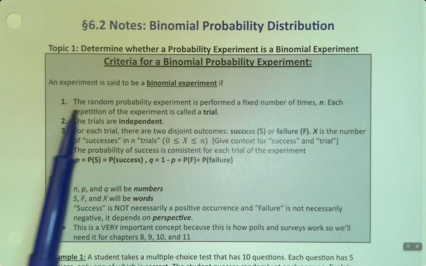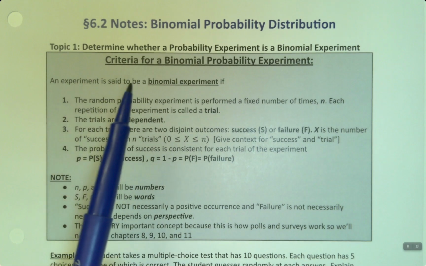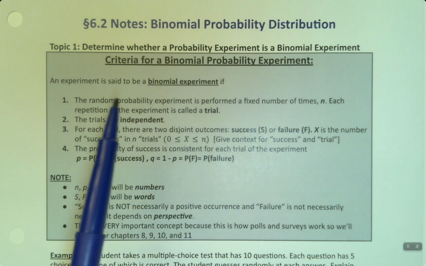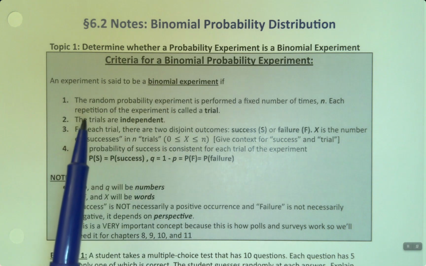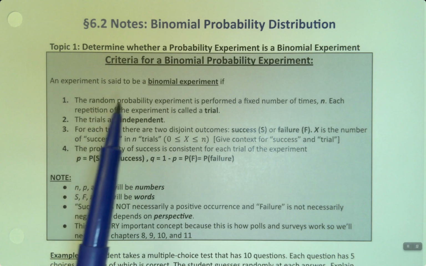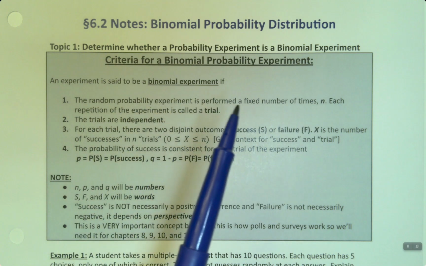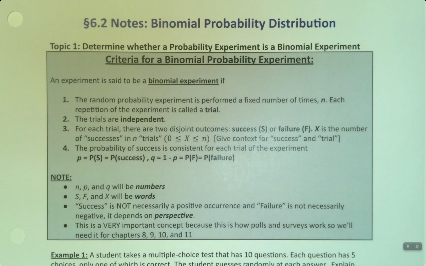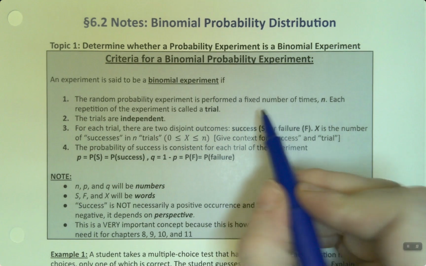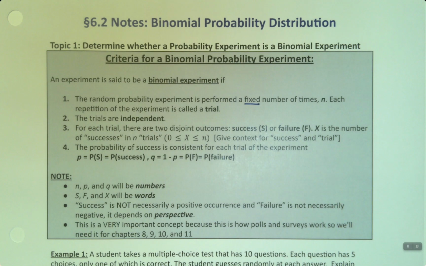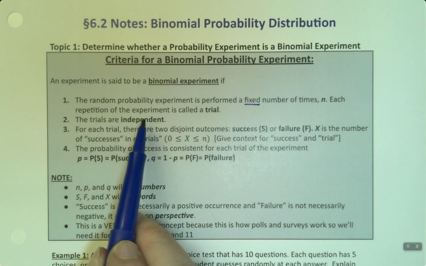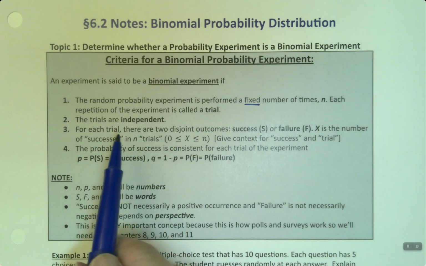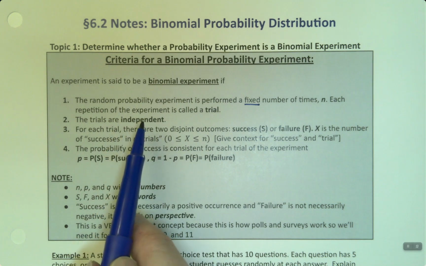An experiment is said to be a binomial experiment if it satisfies these 4 criteria. Number 1, the random probability experiment is performed a fixed number of times. Each repetition of that experiment is called a trial. So you have to have it in place ahead of time how many times you're going to do this particular experiment. Number 2, the trials have to be independent. One trial outcome cannot affect the next trial outcome.